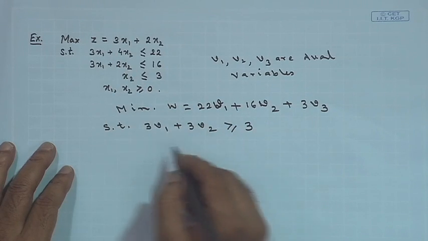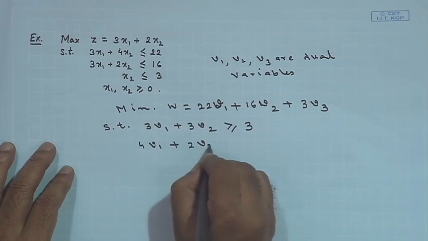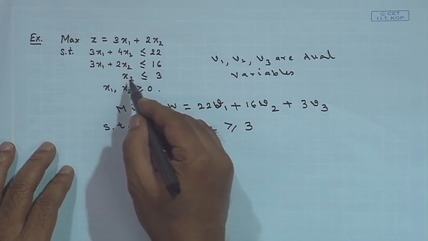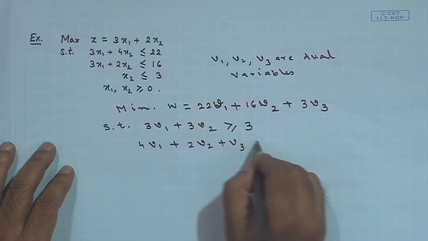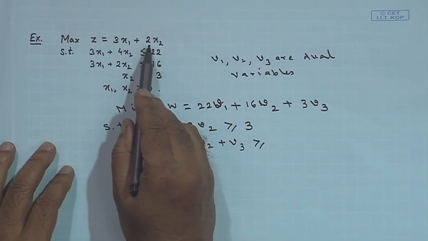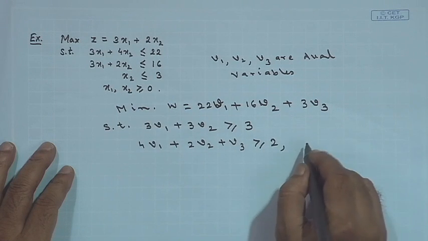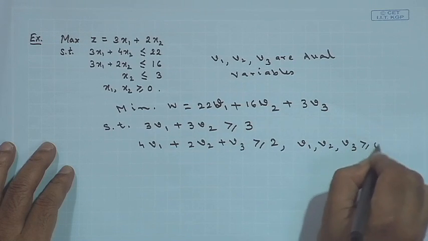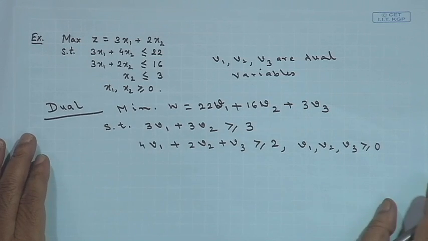Similarly, for the next one it will be 4 V1 plus 2 V2 plus, the third constraint corresponds to the variable V3, so plus V3 greater than or equal to the coefficient associated with the variable x2, that is 2. And obviously V1, V2, V3 greater than or equal to 0. So, the dual of this original problem is this one.